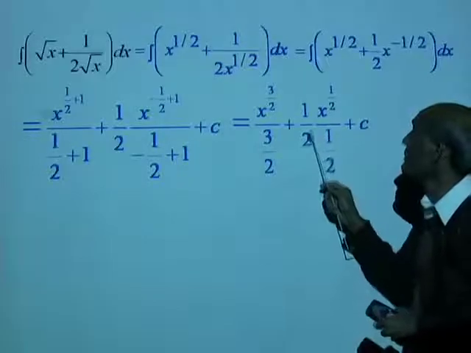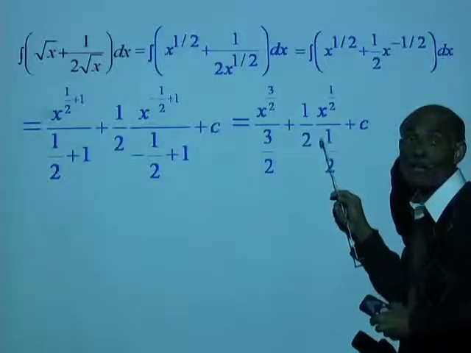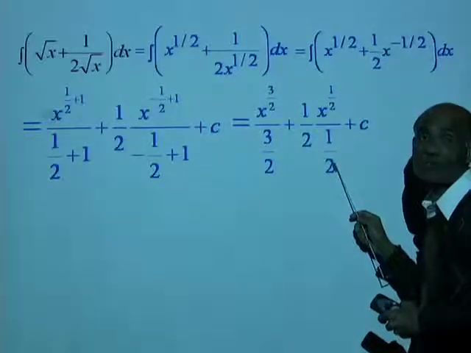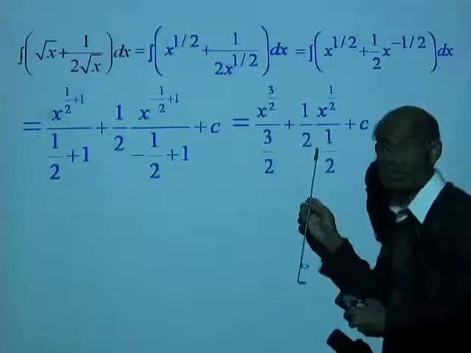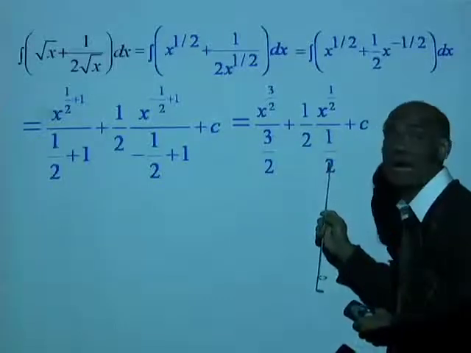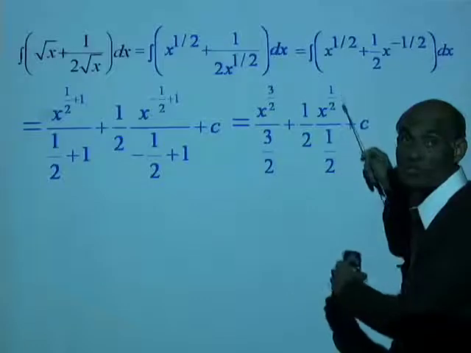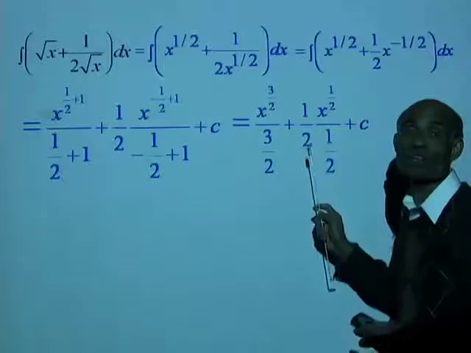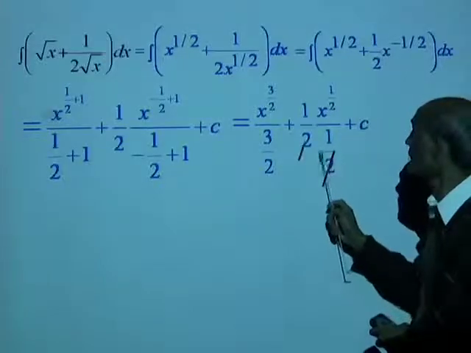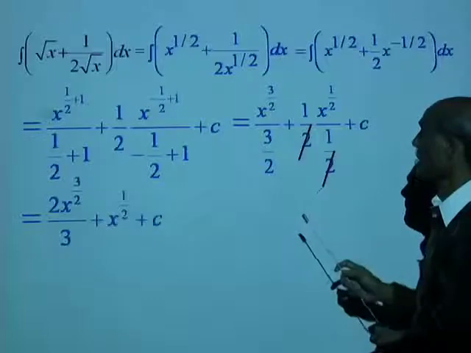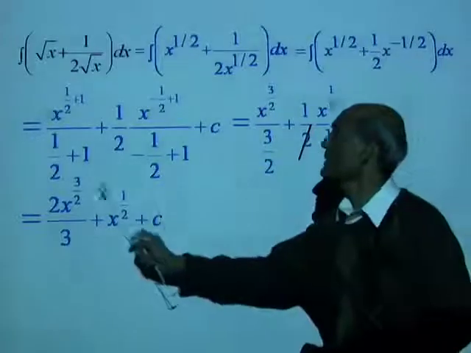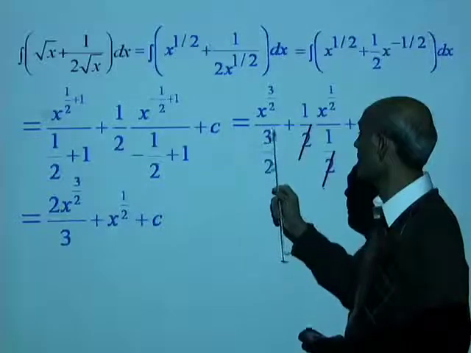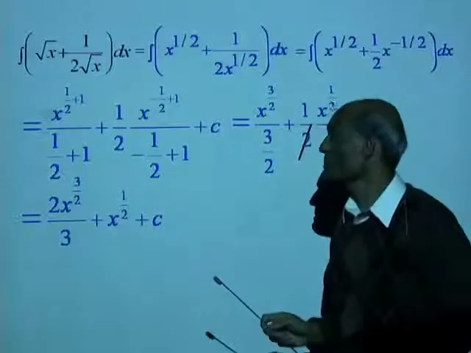And here, if you notice, there is a 2 on the denominator that is multiplied by 1/2, and these 2's will cancel. Or you can also think like this: dividing by 1/2 is multiplying by 2 over 1. The 2 goes up there and cancels with the 2. Whatever way you want to cancel it. So this 2 and that 2 will cancel, giving us 2x to the power of 3 over 2 over 3 on the denominator, plus x to the power of 1/2.